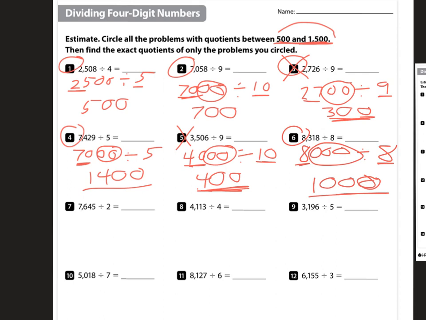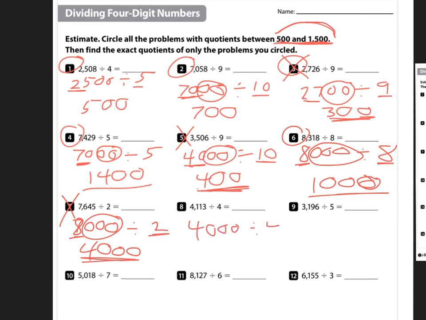Number 7, you have 7,000, let's just make it 8,000 divided by 2. 2 goes into 8 4 times, and you have 3 zeros left over. So 4,000 does not fall between 500 and 1500. We will not solve that one. Number 8, we'll round this to 4,000 divided by 4. 4 goes into 4 one time, 3 zeros left over, and 1,000 does fall between 500 and 1500.